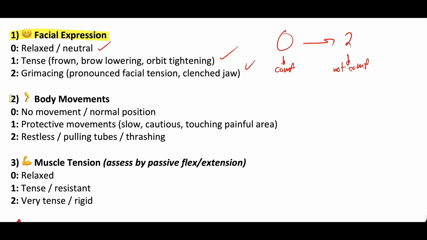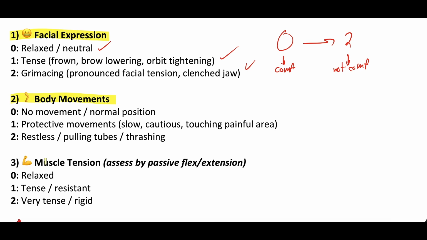So domain number 2, body movements. A 0 is that they're comfortable, there's no movement, they're in normal position, they're relaxed. A CPOT score of 1 for body movements is protective movements. They're cautious when you're touching painful areas, they might look like they want to protect that area. And a 2 for body movements is they're restless. They're pulling at tubes, thrashing around because they're in so much pain.